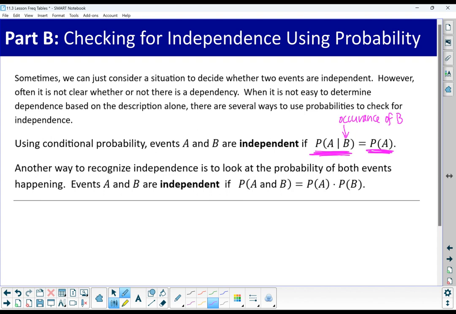The other way you can check is if you multiply the probability of A and the probability of B together and it's equal to the probability of A and B occurring, then that's another way to tell that things are independent.